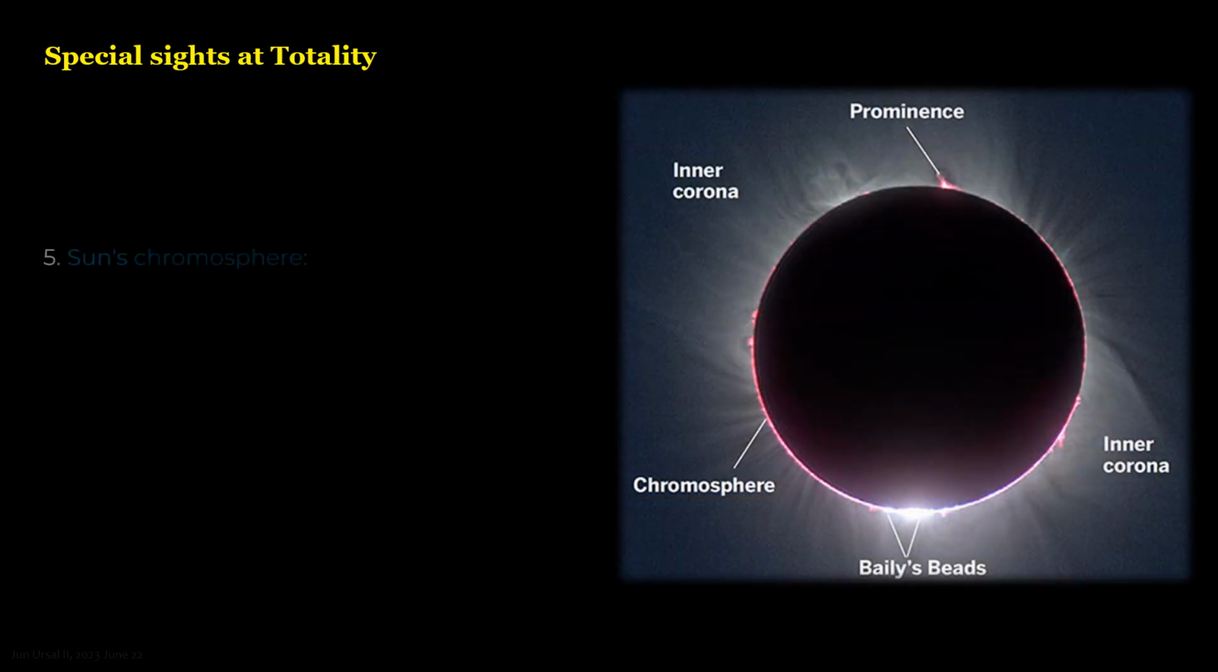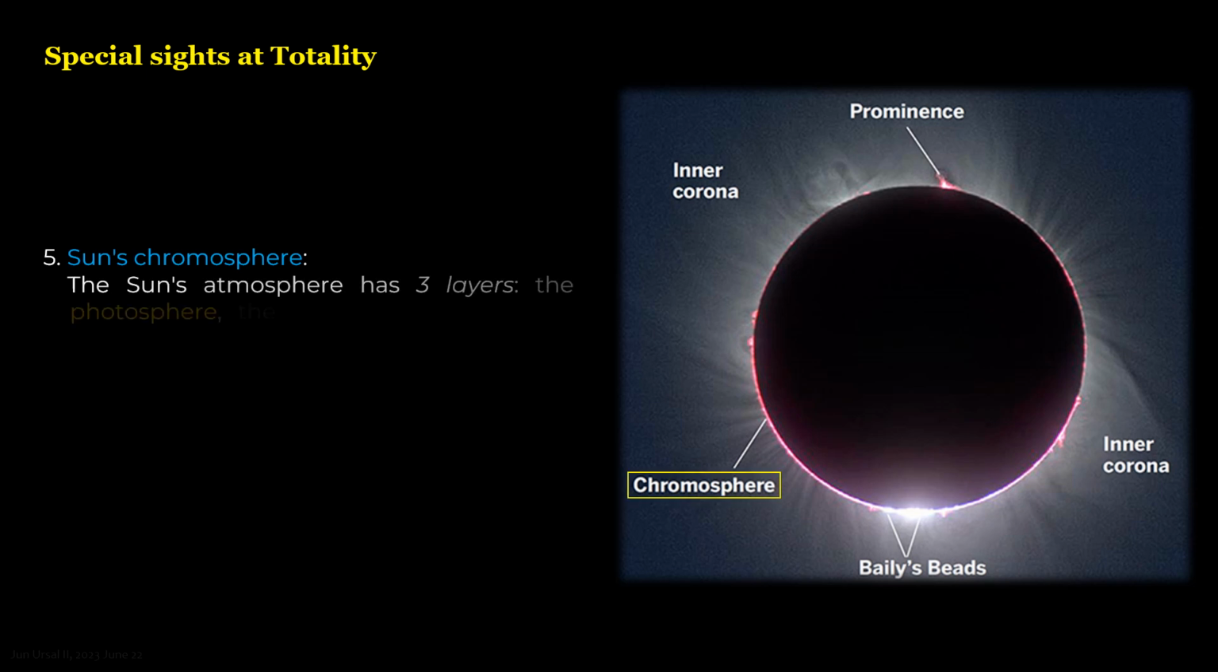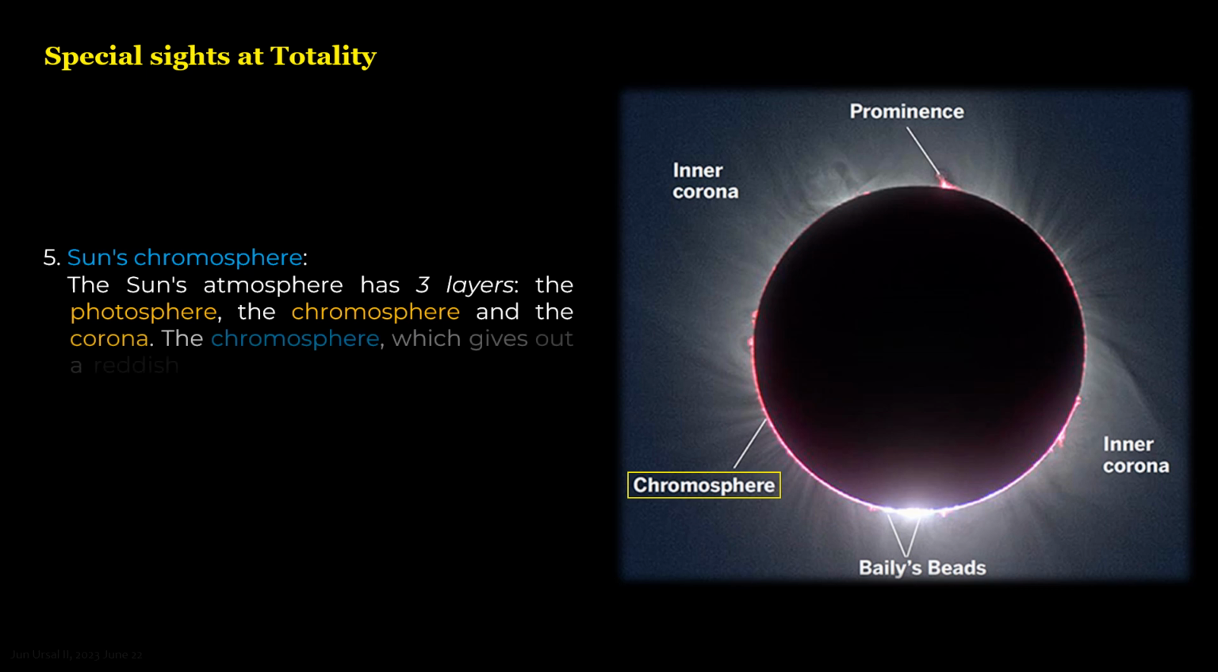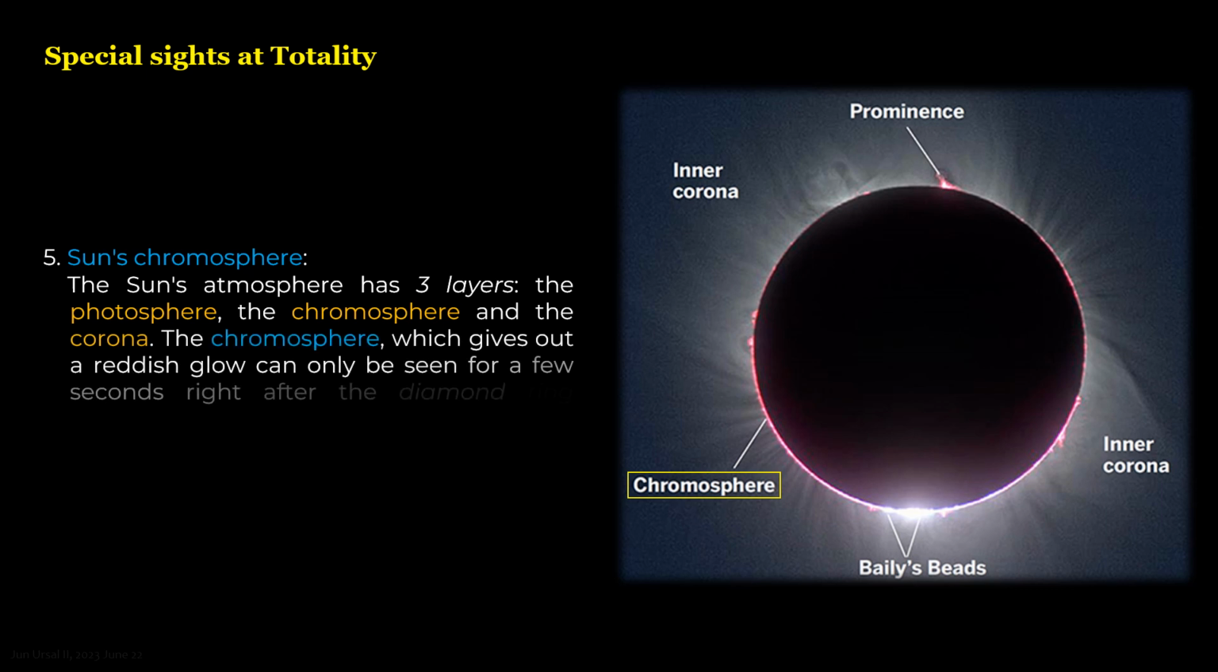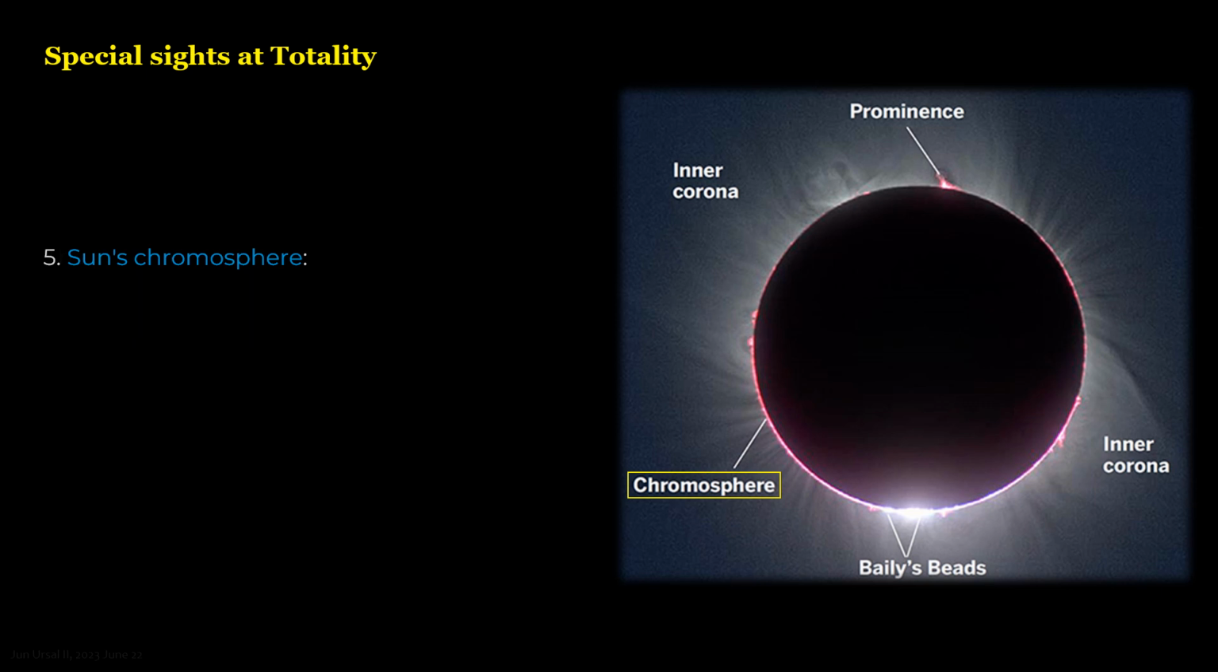5. Sun's chromosphere. The sun's atmosphere has 3 layers: the photosphere, the chromosphere, and the corona. The chromosphere, which gives out a reddish glow, can only be seen for a few seconds right after the diamond ring disappears during a total eclipse of the sun. The 5 events then repeat in reverse order.